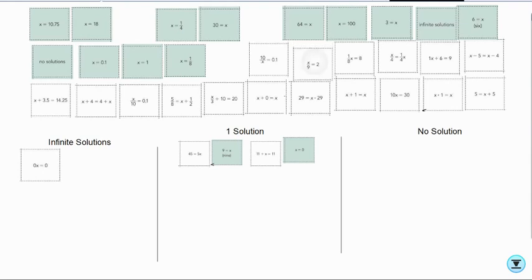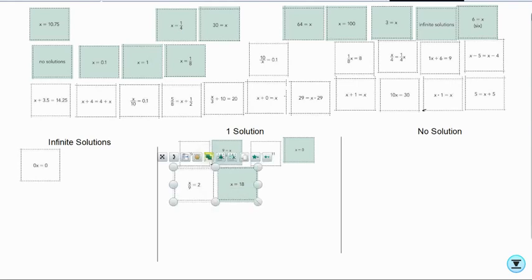Let's look at the next one. Something divided by 9 is equal to 2. Well, we know that 18 divided by 9 is going to be equal to 2. So these ones match together. Let's find another easy one.